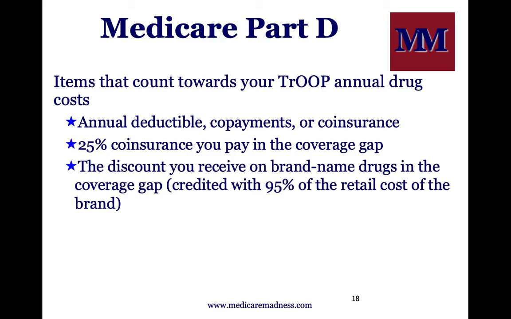An example of this is if you are on a prescription that costs $1,000 a month, you are paying 25% of that during the donut hole. So you are paying $250 out of pocket. However, you are credited with 95% of the total cost, and that is added toward that $6,350. So it's a way for people that are on high-cost retail brand name drugs to get through the donut hole and into catastrophic coverage, where then they would be paying 5% instead of 25%.